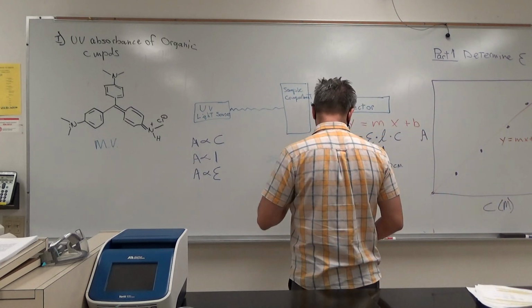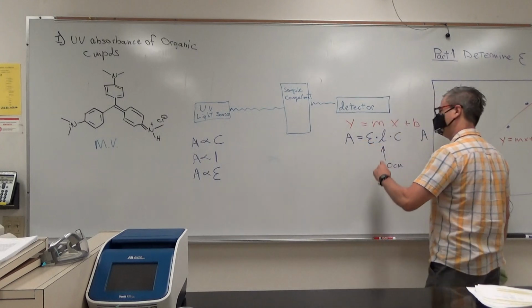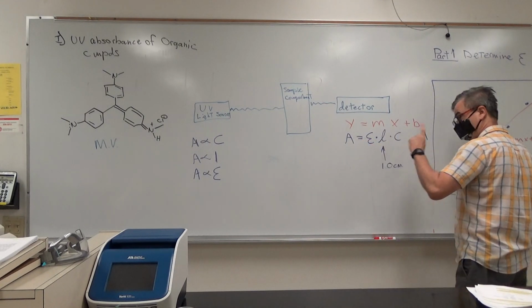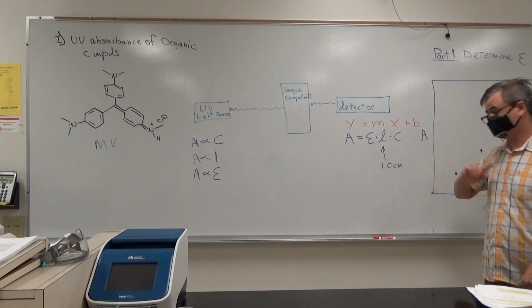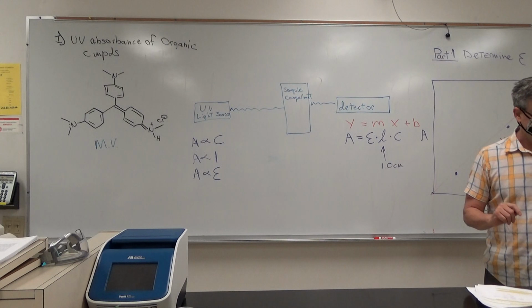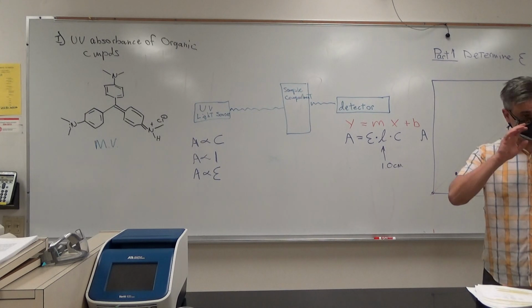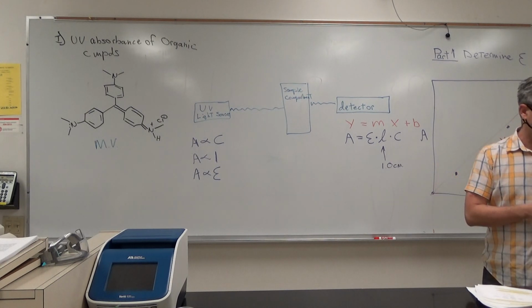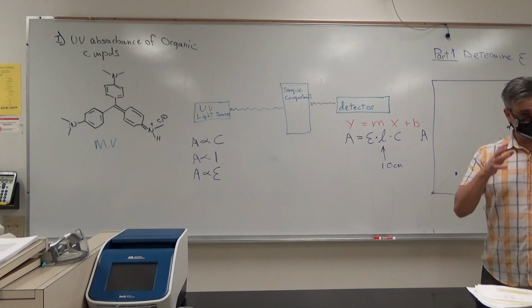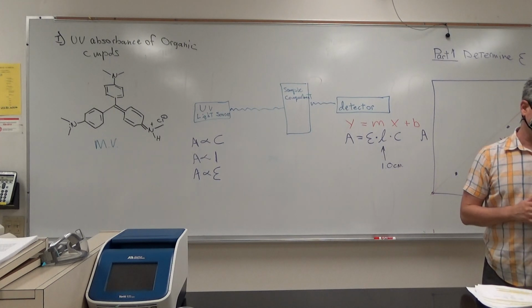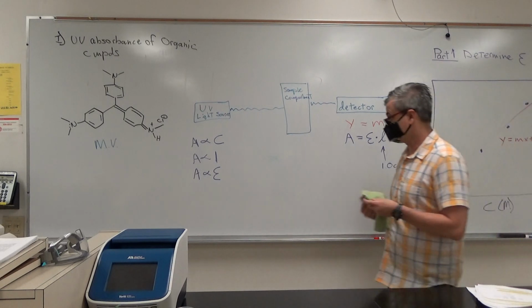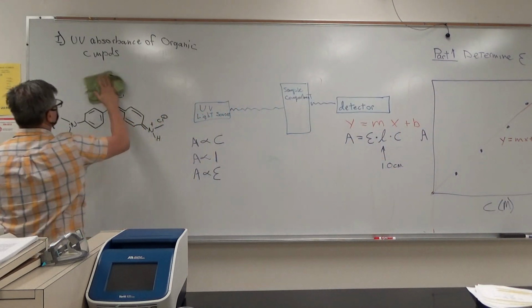Now, if you know epsilon, you can actually take the absorbance of some random solution where we don't know the concentration and determine the concentration. That's essentially what we're going to be using the Spec 20 for in parts 2, 3, and 4. We're going to be using the Spec 20s to figure out the concentration by measuring the absorbance.